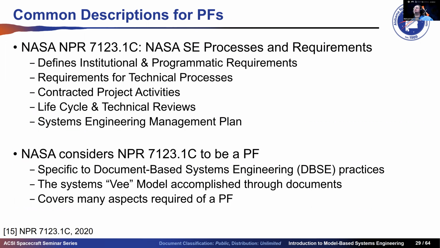Okay. So what are some examples that do exist? NASA NPR 7123.1C. This is NASA's big systems engineering document, their guideline for how these processes work. And NASA considers that to be its process framework. But remember, we drew the distinction between model-based systems engineering and document-based systems engineering. NPR 7123 was built for document-based, DBSE. And it is all about, here are the documents that you need to produce, here are the things that you need to make, which in general is part of the architecture and process framework mentality, but it's built for DBSE.